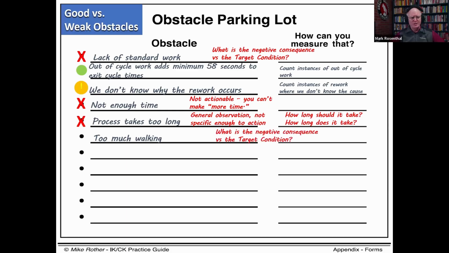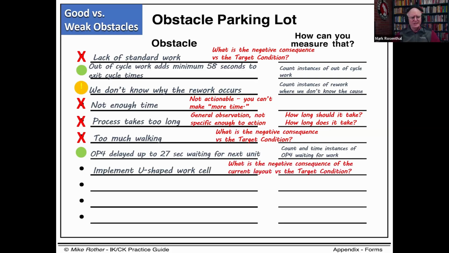"Too much walking," that's calling out waste. What's the negative consequence? So in my example, in Alice's case, her walk back adds 3 seconds to her lowest repeatable time. All right, that's something I can action, but that's why I would be actioning it. "Operator 4 is delayed 27 seconds waiting for the next unit." That's beautiful. Now I kind of know what the obstacle is, but what I need to do is dig in and count how many times that happens and start learning why they're waiting. "Implement a U-shaped work cell." Yeah, what's the negative consequence of the current layout? Why is the layout a problem?